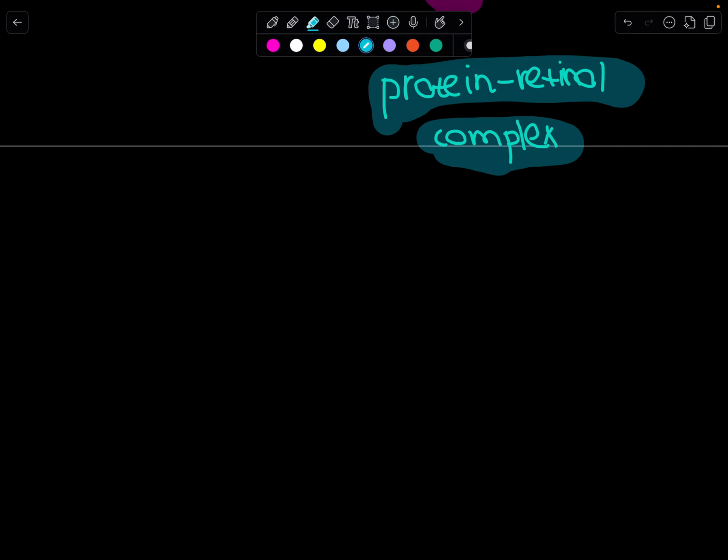Well, explain to me the protein retinol complex. And so it's hydrolyzed by pepsin in the stomach. And also about carotenes. So what's going on?